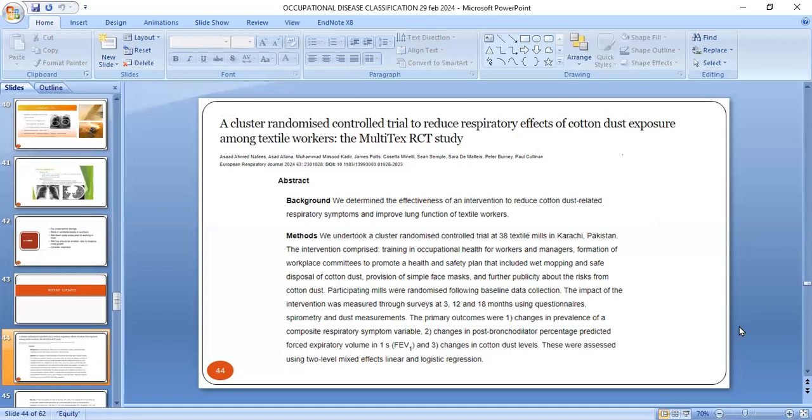The impact of the intervention was measured through surveys at 3rd, 12th, and 18 months using questionnaires, spirometry, and dust measurement. The primary outcomes were changes in the prevalence of composite respiratory symptoms variable, changes in the post-bronchodilator percentage predicted forced expiratory volume in 1 second, and changes in cotton dust levels. These were assessed using two-level mixed effects linear and logistic regression.